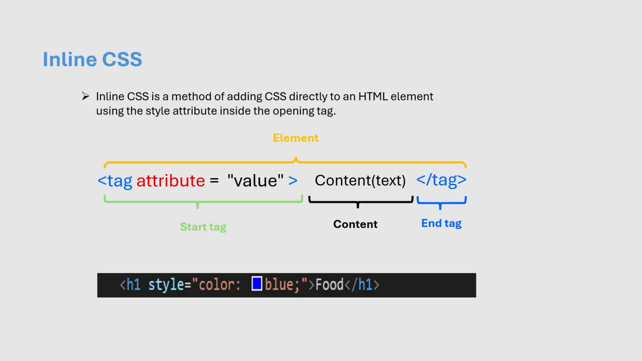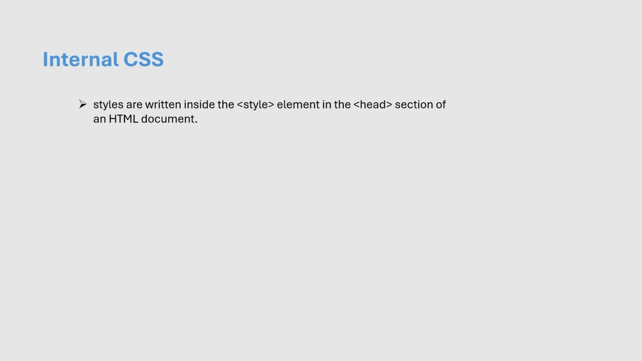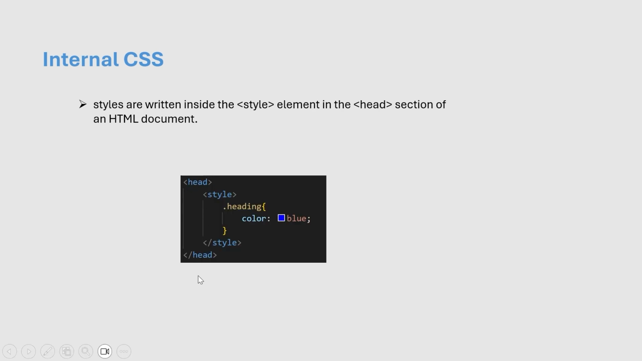Now let's move to internal CSS. Internal CSS is written inside the style tag which is placed in the head section of the HTML document. Using internal CSS, we can style multiple elements on the same HTML page. See here, inside head section, we opened style tag and wrote our required CSS. I gave heading as the name of our selector and used color property and its value, then closed style tag.